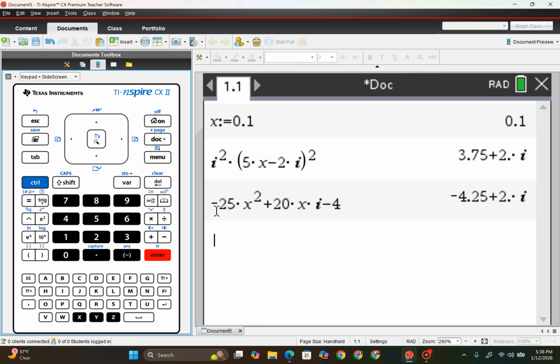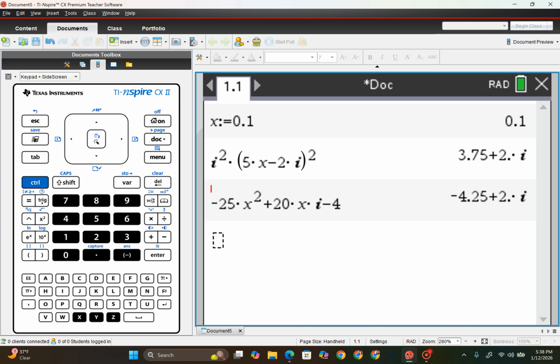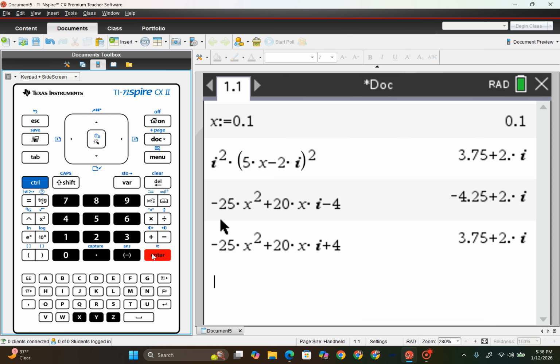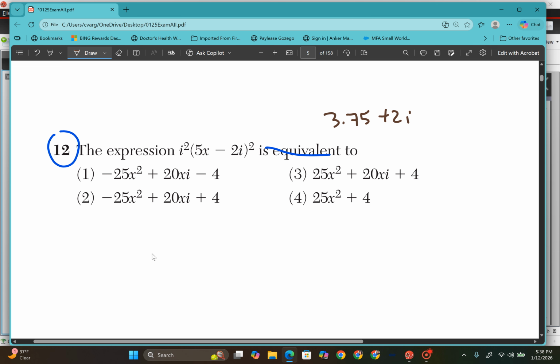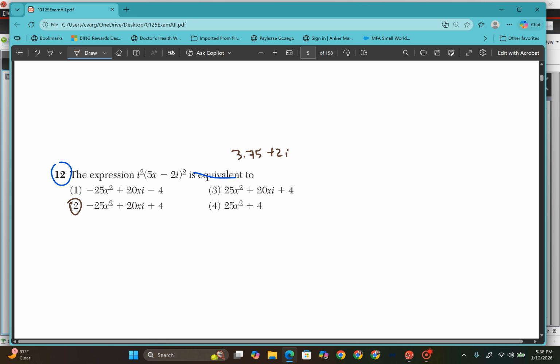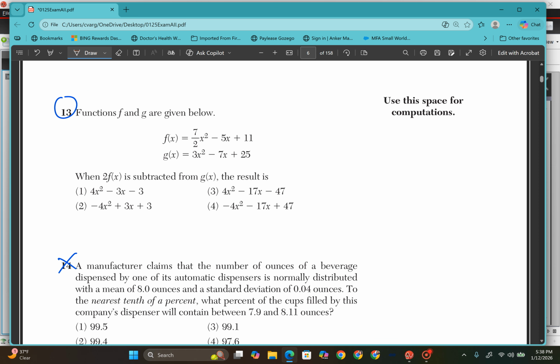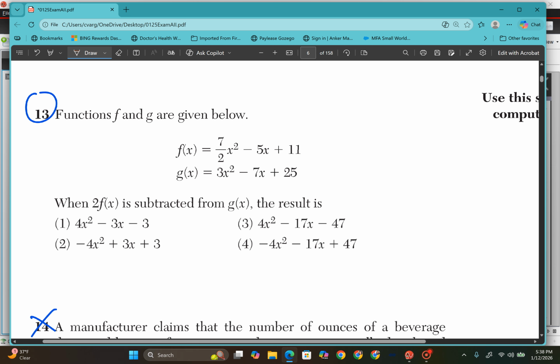So just because, all right, you go up here. You can do this on your calculator too. Control C, and then come down here and paste it. Okay, so negative 25x squared plus 20xi, and then instead of minus 4, this is plus 4. So let me change that, and boom, there we go. So this is the one that is equivalent to it. So I'm done.